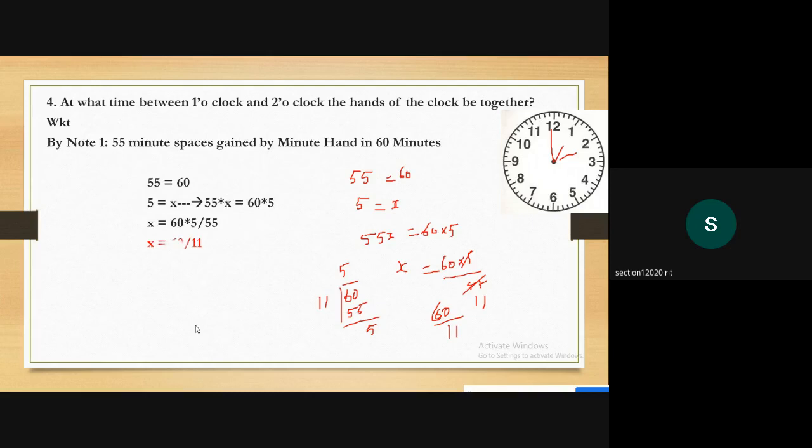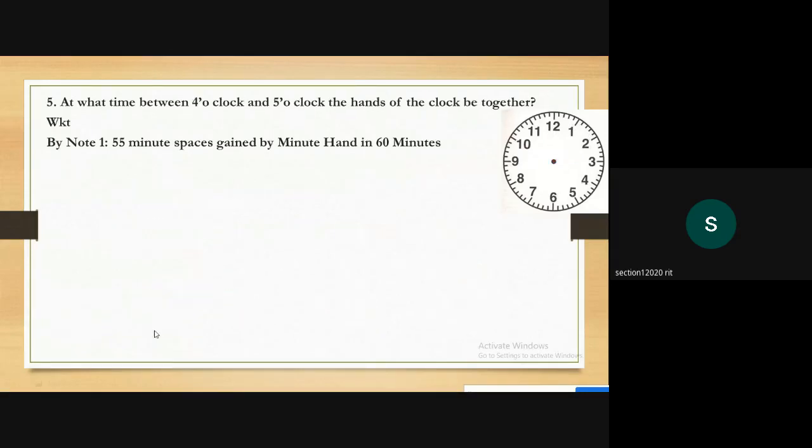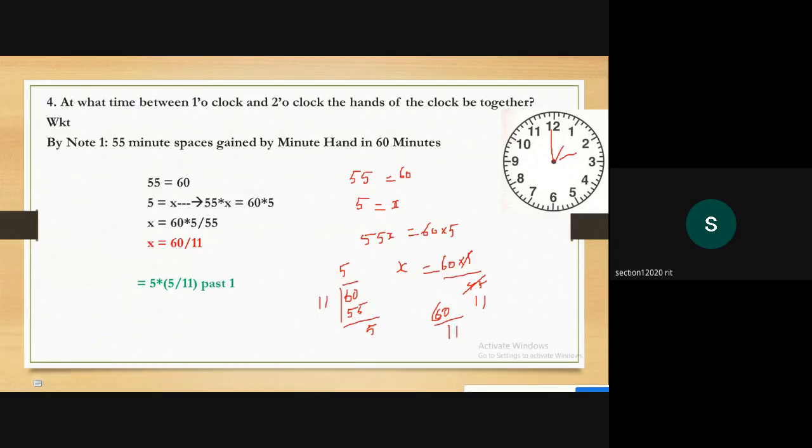So see here, I can write it as 60 divided by 11, and as I told you, check here. So here it becomes 5 and 5 by 11. The value should be between 1:05 and 1:10. So I can write it here as 1 hour 5 minutes and 5 by 11 seconds. So this is a place where the hour hand and minute hand will be in the same place.